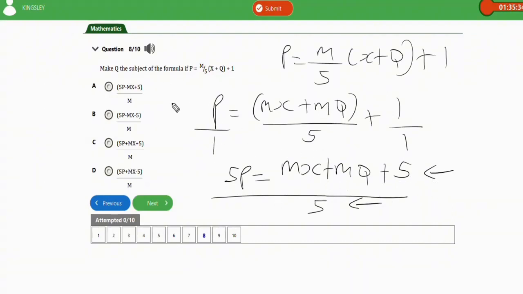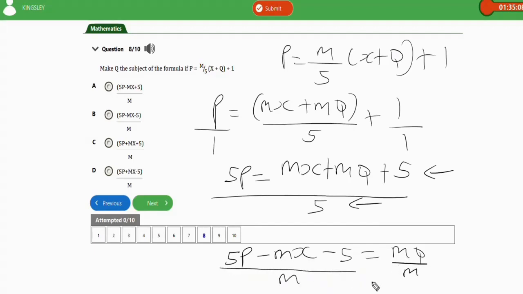So we want to make Q the subject of the formula. So that means this mx will cross over the equality sign, and this 5 also crosses over the equality sign, and they change to negative. So it will now be 5p minus mx minus 5 equals what? mq. So divide both sides by m. So your q will now be 5p minus mx minus 5 over m. So the correct option is option B, which is this.